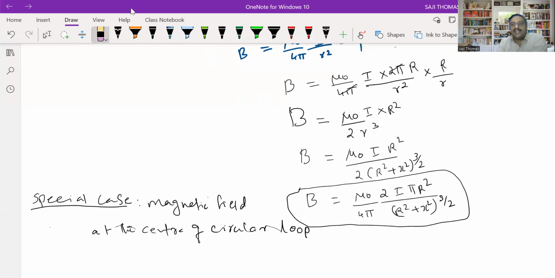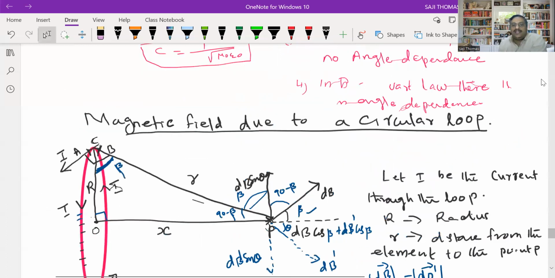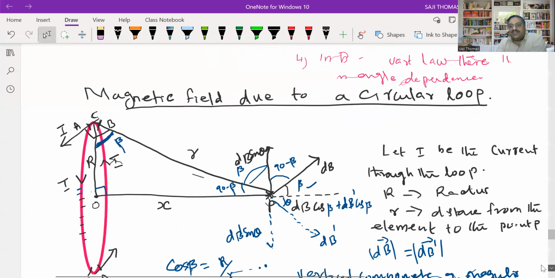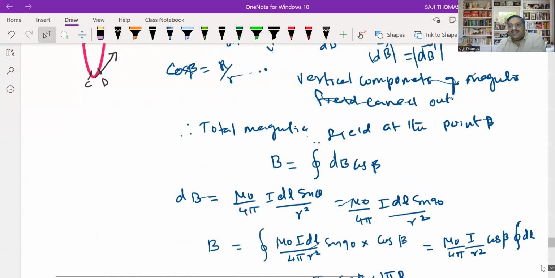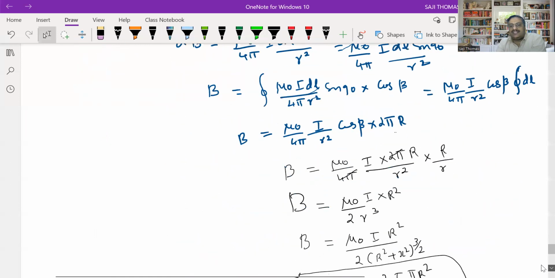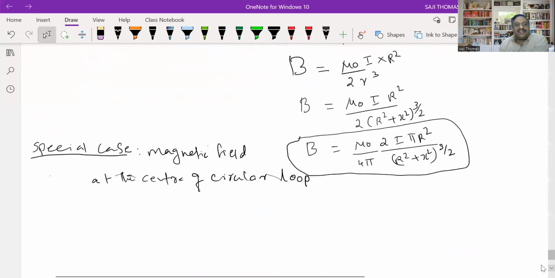So you see the diagram. If you want to find the magnetic field at the center of the loop, this point has to be at the center of the loop. That means you have to put x as 0. So you put x is 0 in the previous equation, then you will get the magnetic field at the center. At the center, x is 0.